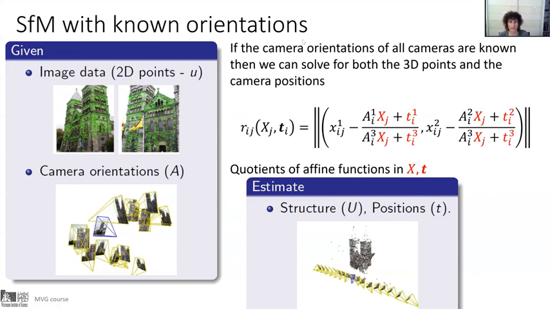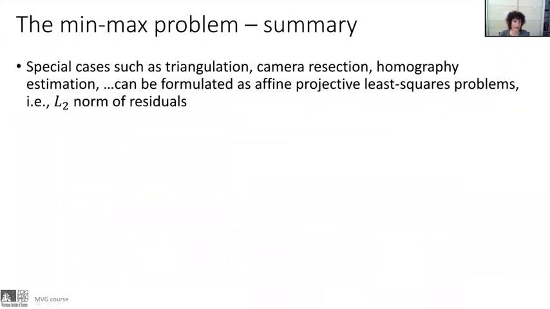Working on it. So I just want to recap. We started with an example that we talked about. Let's say that we have the camera orientations, and I would like to solve for the points and the translations. So this is exactly a problem that we discussed before, just one kind. And here I want to recap the idea. We say that special cases such as triangulation, camera resection, and homography estimation can be formulated as a projective least square problem.